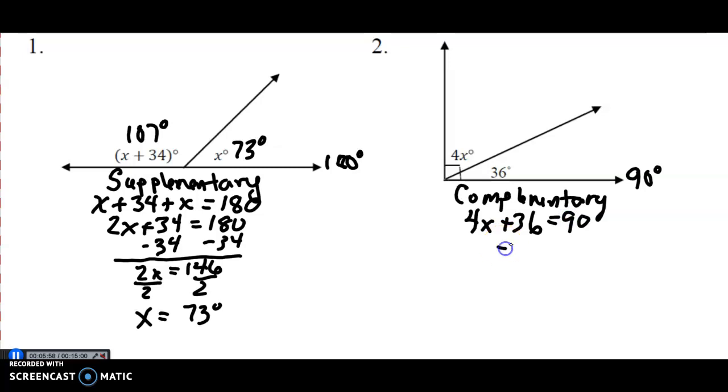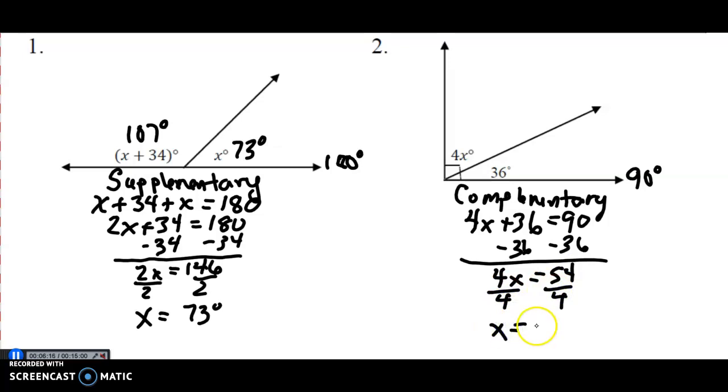And then what we'll do is we'll solve this. So we're going to take away the 36 first. And that leaves us with 4x is equal to 54. Divide both sides by 4. And x equals 13.5. And it's okay that it's not even. Life does not come out even.